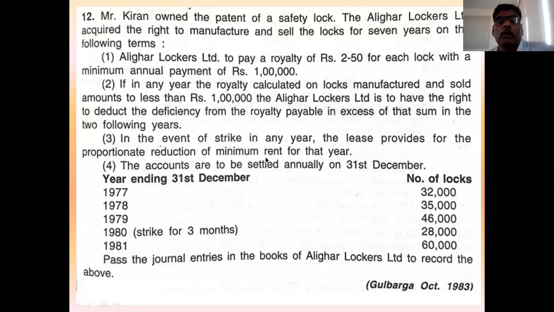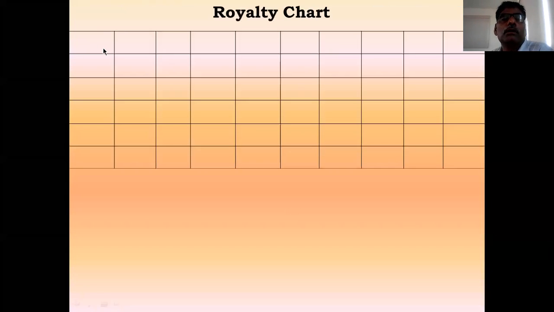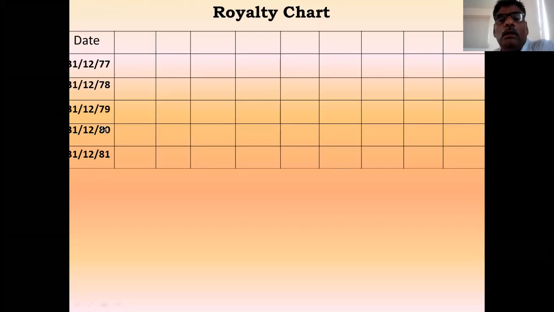Okay. On the basis of these 4 points, you have to prepare the royalty chart. Year and number of locks. You see this royalty chart. In the year column, you write the date. Year and date: 31st December 77, 78, 79, 80, 81. These are the year and date.